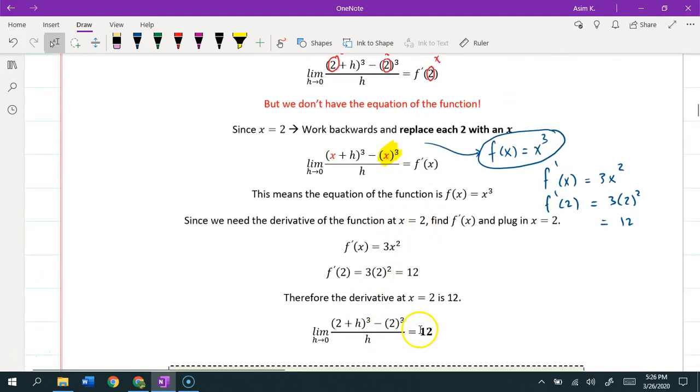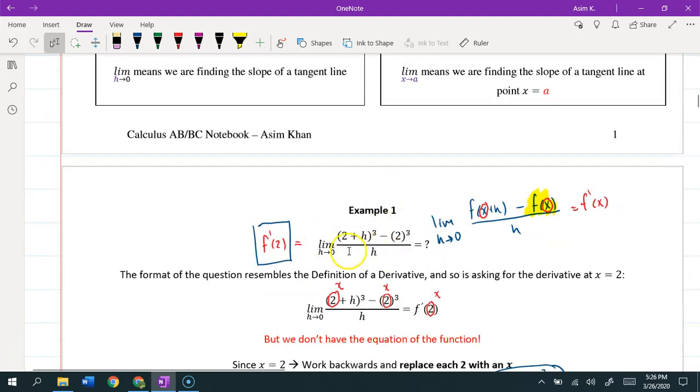The answer to this question is 12. And that's literally what the question is going to look like. It's not going to say f derivative 2. It's just going to say, you know, find this. And you'll be looking at that going, wait, how do I find that? What does that even mean? So it means it's the definition.